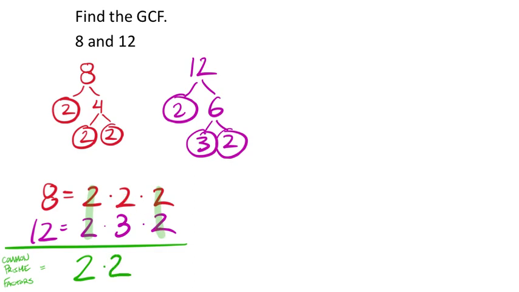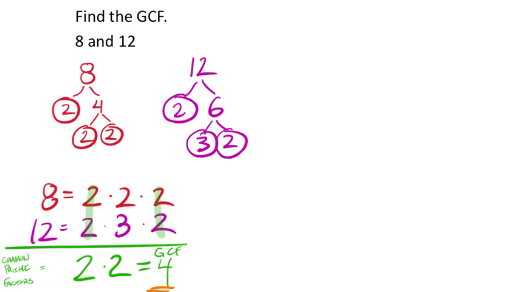All that matters is that I have another set of 2's that are common factors. So if I multiply those together, I have my greatest common factor, or GCF. 2 times 2 is 4, meaning 8 is divisible by 4 and 12 is divisible by 4. 4 is the biggest number we can divide those by.